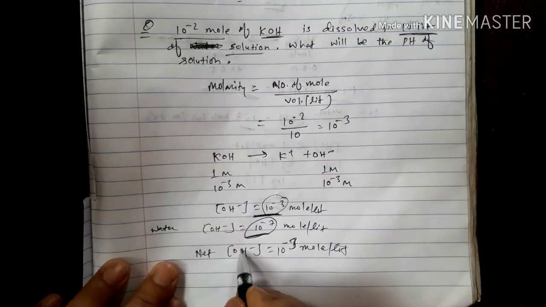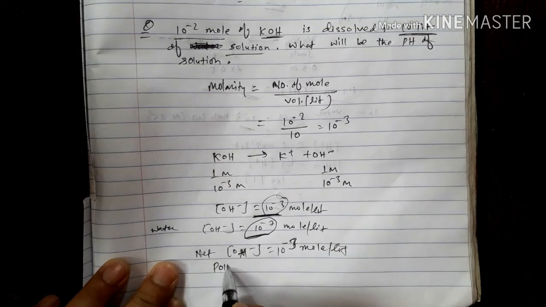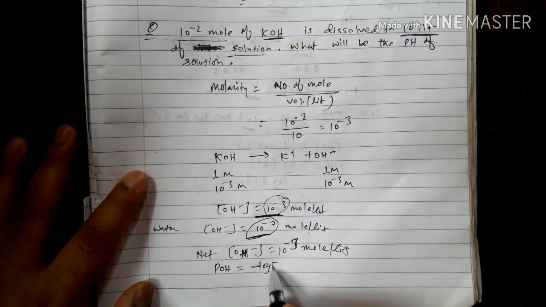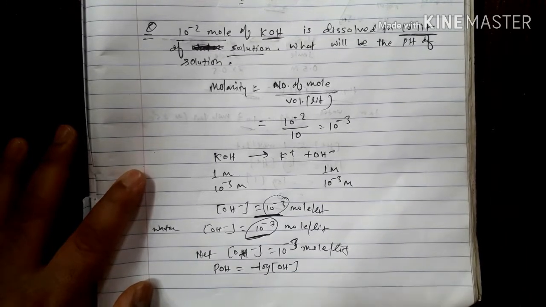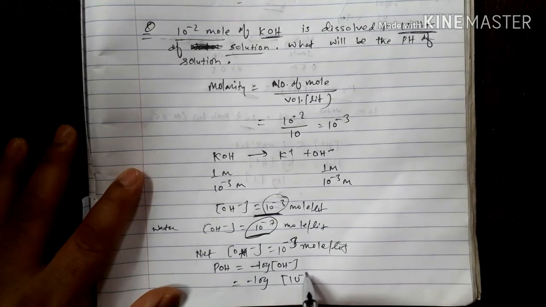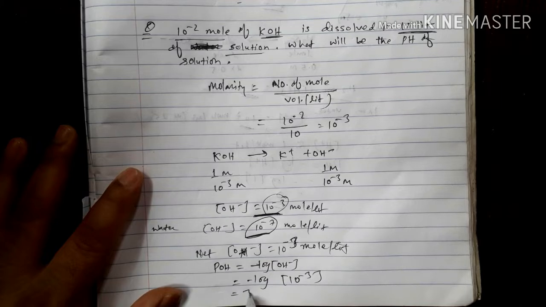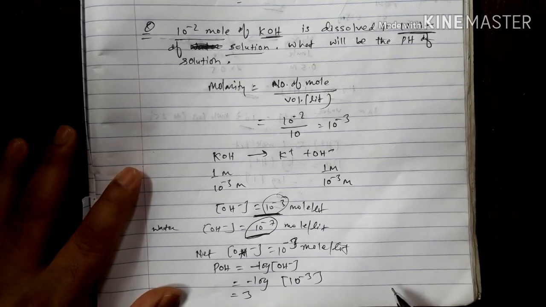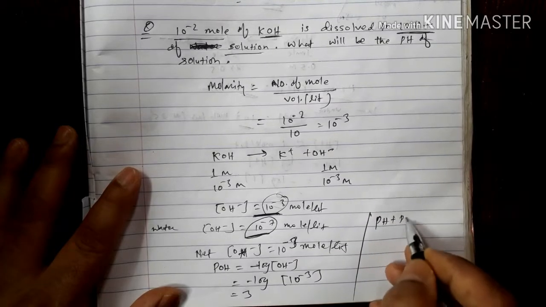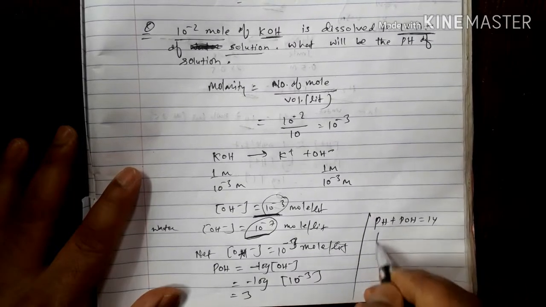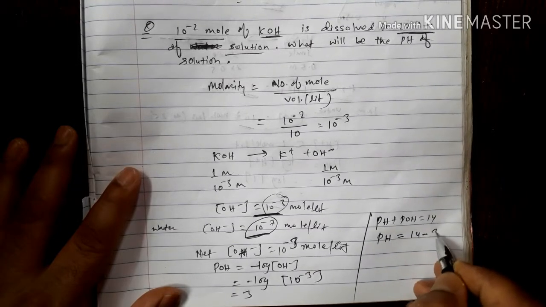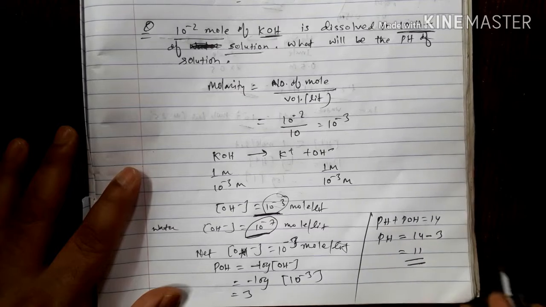Since OH minus is given, we can find pOH. The pOH value will be minus log OH minus, minus log 10 to minus 3. The value will be 3. But we have to find the pH value. Therefore, pH plus pOH is 14. If you calculate, the pH will be 14 minus 3, that is 11.